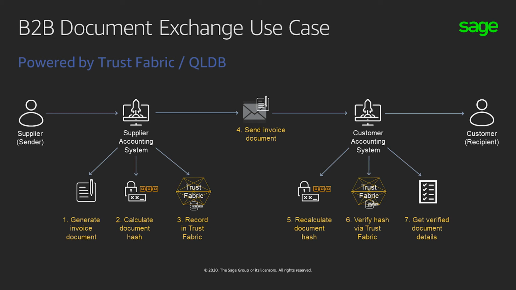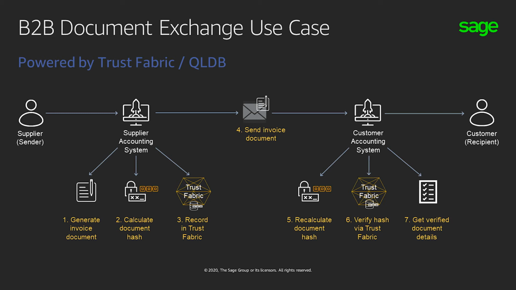Compare the same scenario, now powered by Trust Fabric. With the document hash recorded in the trust ledger, the recipient, or preferably the recipient's accounting system, can now evaluate the trustworthiness of the invoice and pass the document through to the posting and payment steps.